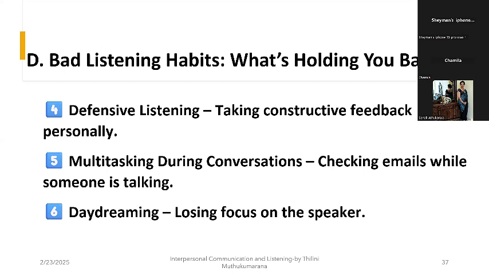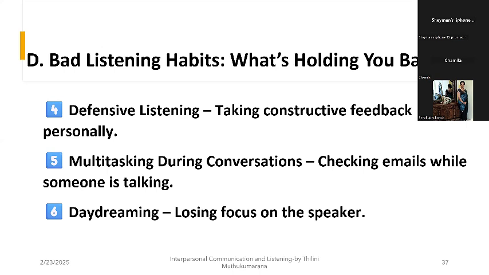And also multitasking during conversation. Okay, while you're checking email and talking with another person, or when that person is talking to you, you're checking emails, or you're just scrolling on Instagram and all this. These are very bad habits. Okay, you have to show that you're paying attention. It also shows respect.